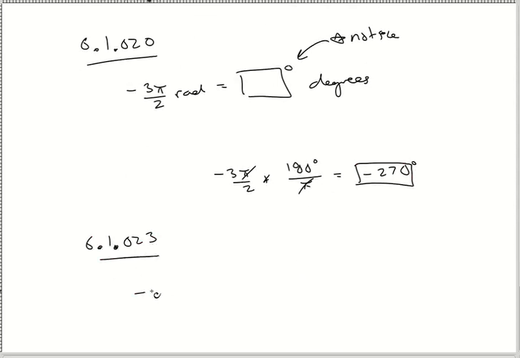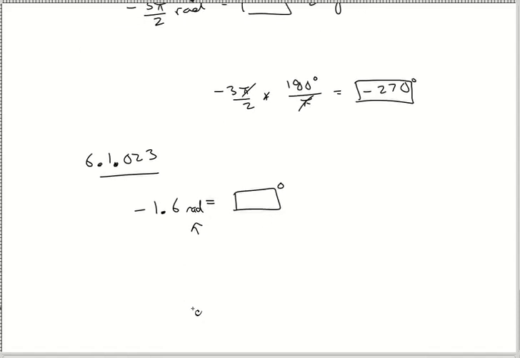61023. So negative 1.6 is equal to blank degrees. And you're like, what? Well, this is radians. They're not going to say that, I don't think. I have it in my notes that they don't say that. So I'm just telling you, watch out. If it has a degree symbol, then it's degrees. If it does not have a degree symbol, then it's radians by default, I guess you could say. So this is going to be radians by default.